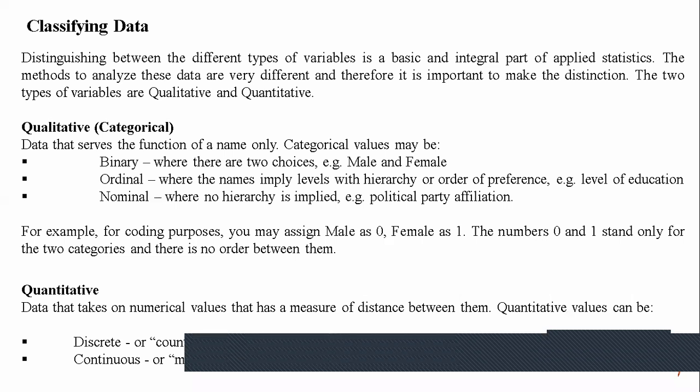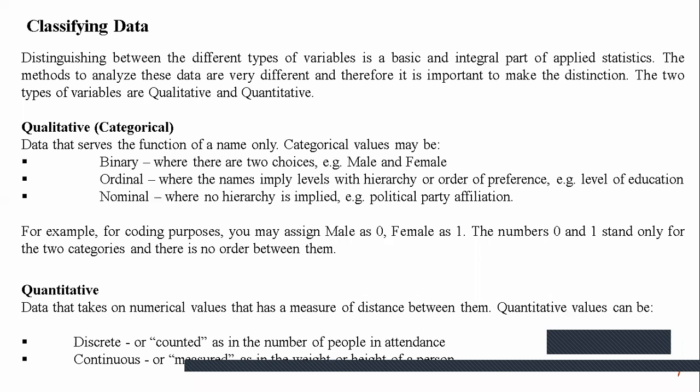For binary, there might be binary variables as well. That is not an important measurement category here. If we call them binary, there are two choices, yes or no, male or female. For coding purposes, you may assign male as 0 and female as 1. The numbers 0 and 1 stand only for the two categories and there is no order between them. And then the quantitative variables, which are numerical variables.